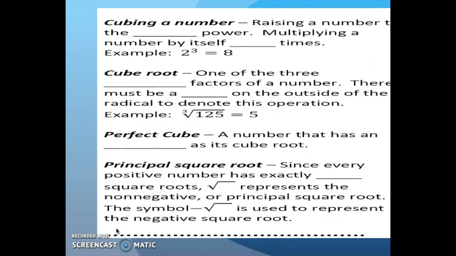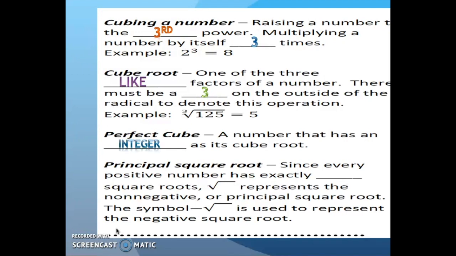Cubing a number means that you're raising a number to the third power, multiplying the number by itself 3 times. For example, 2 to the third power is equal to 8: 2 times 2 times 2. The cube root says one of the 3 like factors of a number. There must be a 3 on the outside of the radical. This denotes this operation. Remember, I mentioned before, you would not see the 2 written there, but for the cube root, you are going to see the index of 3. For example, the cube root of 125 is equal to 5. A perfect cube is a number that has an integer as its cube root.